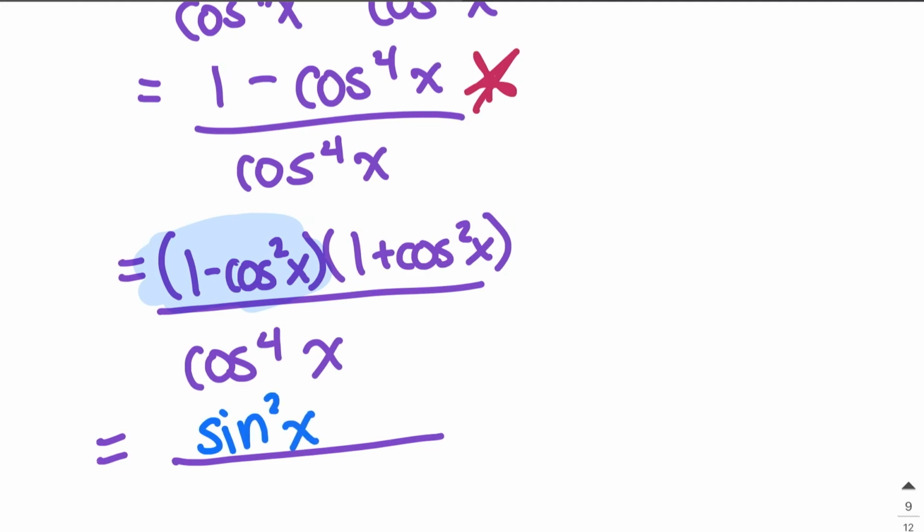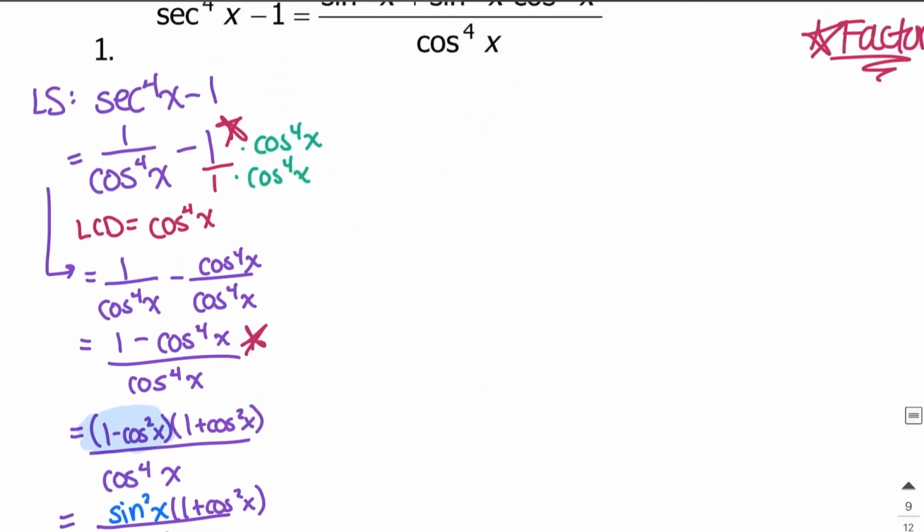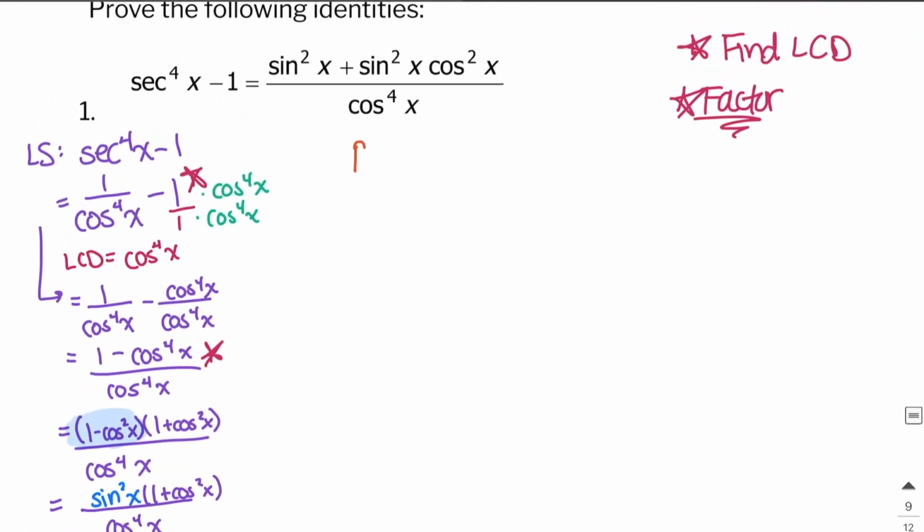So it's going to be sine squared x times 1 plus cosine squared x all over cosine to the power of 4x. And I'm now going to take a look at my right side of my equation right here. So this is really all I want to do with the left side. For my right side right here, I know that it is sine squared x plus sine squared x cosine squared x all over cosine to the power of 4x.